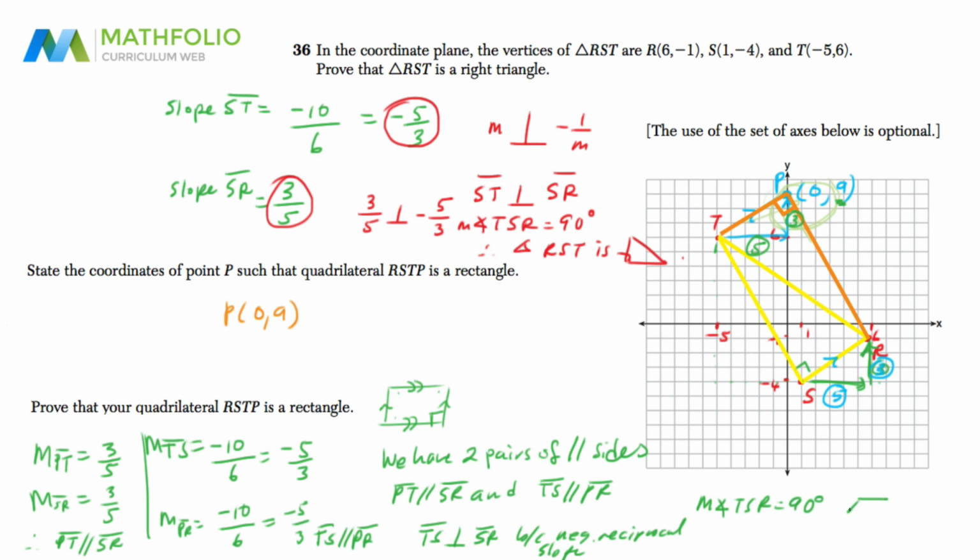And a parallelogram with a 90-degree angle is a rectangle. And without this last statement, parallelogram with a 90-degree angle is a rectangle, we would in fact lose a point. So we have just proven that quadrilateral RSTP is a rectangle. And so we just proved it using a type of paragraph proof with other reasoning and some number work as well in there. So that concludes this test.